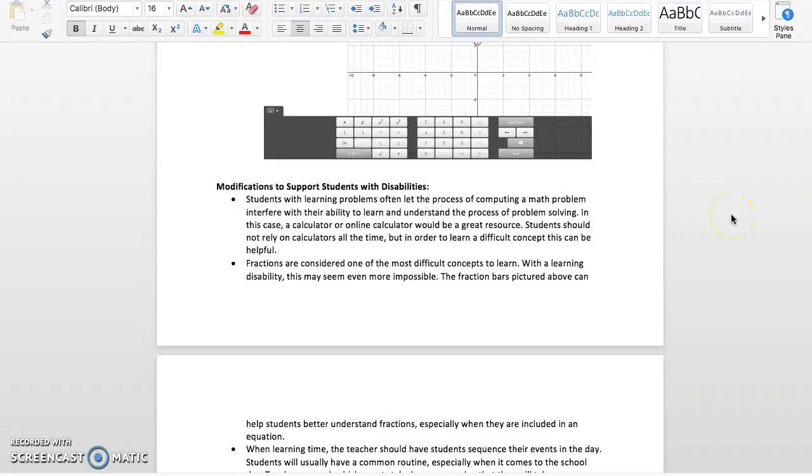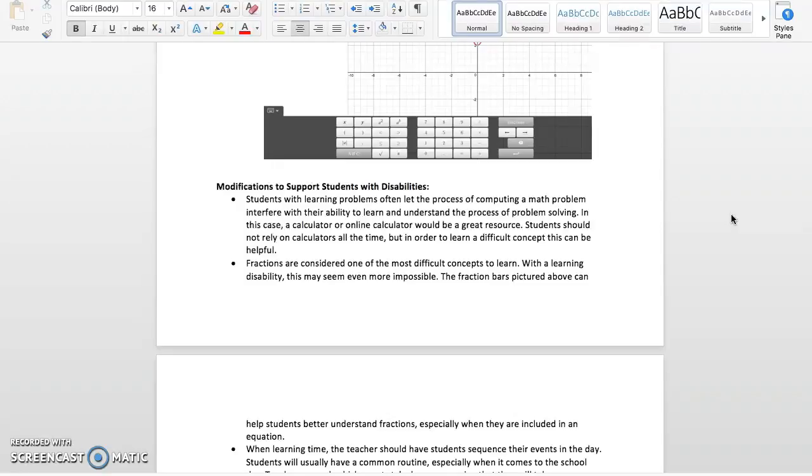And students with learning problems often let the process of actually computing a math problem interfere with their ability to understand the problem-solving aspect. So if a student is trying to solve a very long equation, they may be stuck on one small part of it rather than looking at how to actually problem solve. And in this case, it might be good to allow your student to use a calculator.